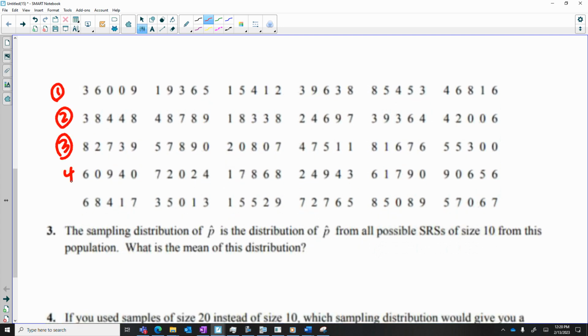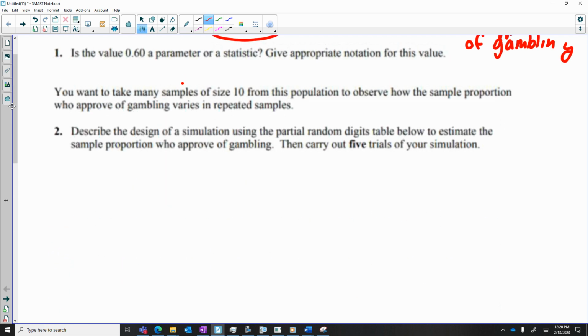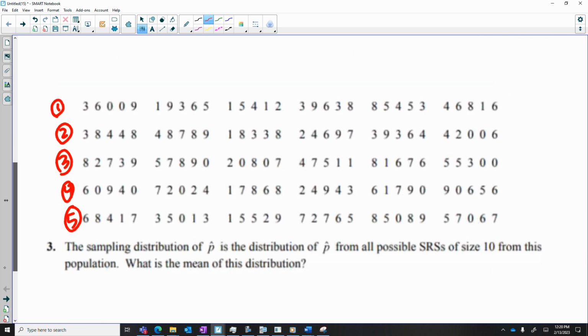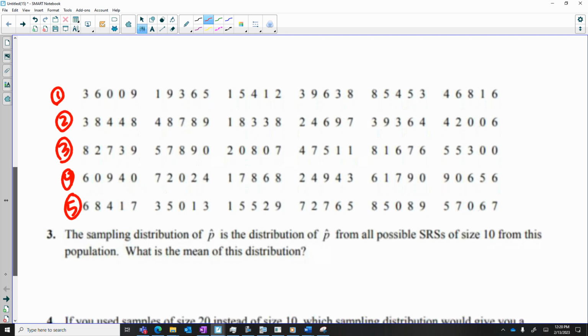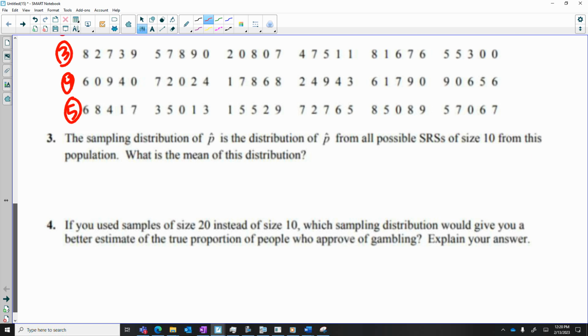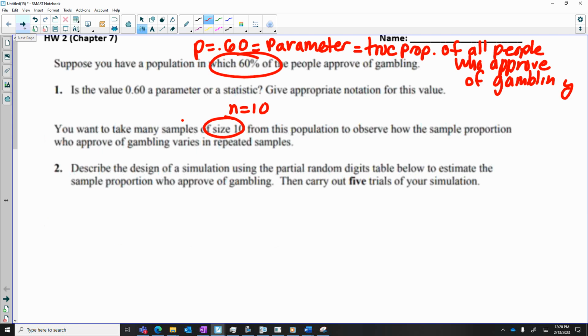You're going to find the p hat for each one. It says it's going to be a sample of size 10, so you're only going to have to read out 10 digits from each line and get the p hat for each line. So you're going to find the p hat for line 1, 2, 3, 4, and 5. And then eventually you'll find the mean of all the p hats like we did in class. Then you're going to go to page 2.